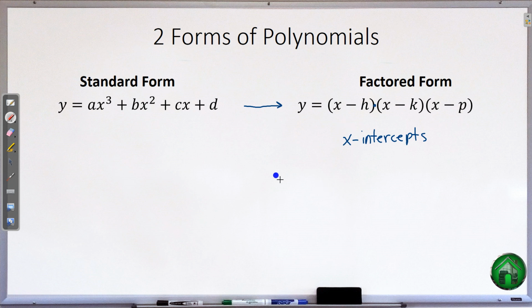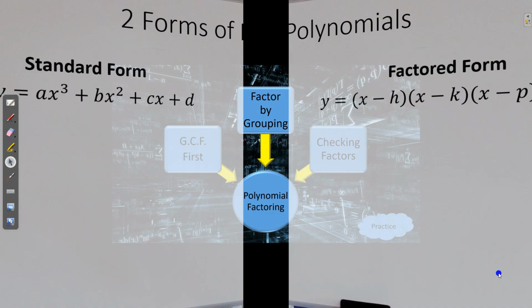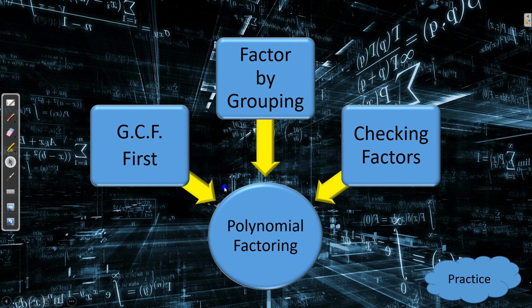So how can we extend this to larger polynomials and not just quadratics? That's our goal here today. There are a couple of different methods of factoring that we're going to look at, 3 in fact. The GCF first, then factor by grouping, and then checking random factors that we think will work are the 3 we're going to take a look at in this video.